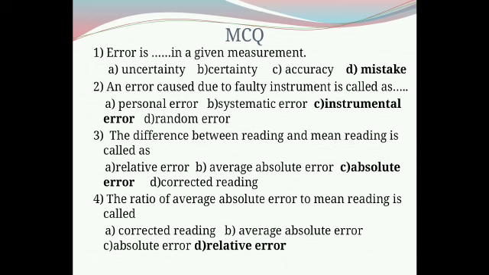Fourth question is, the ratio of average absolute error to mean reading is called as. Option A is corrected reading, option B is average absolute error, option C is absolute error, and option D is relative error. As we know, the formula for relative error is the ratio of average absolute error to the mean reading, and therefore the correct answer is D, relative error.